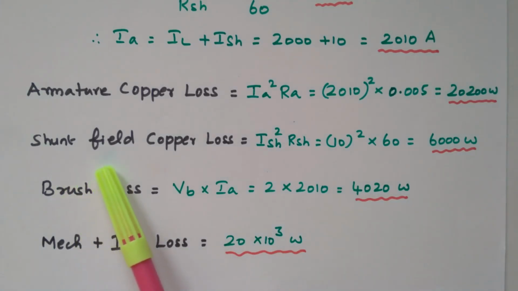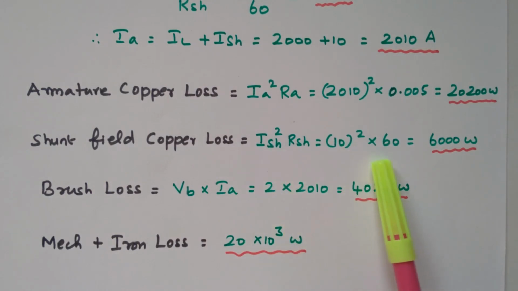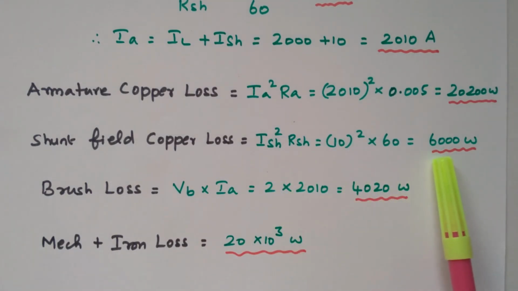Then shunt field copper loss, ISH square into RSH. The ISH is 10 ampere. So 10 square into 60, that is equal to 6000 watts. So the shunt field copper loss is 6000 watts. Then brush loss equal to VB into IA. VB is the voltage drop at the brush, that is 2 volt, since 1 volt per brush, for 2 brushes means 2 volt. The IA value is 2010 ampere. So that is equal to 4020 watts.